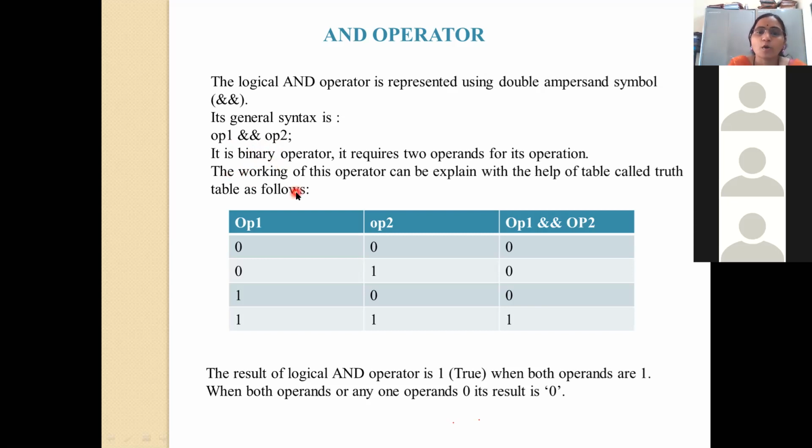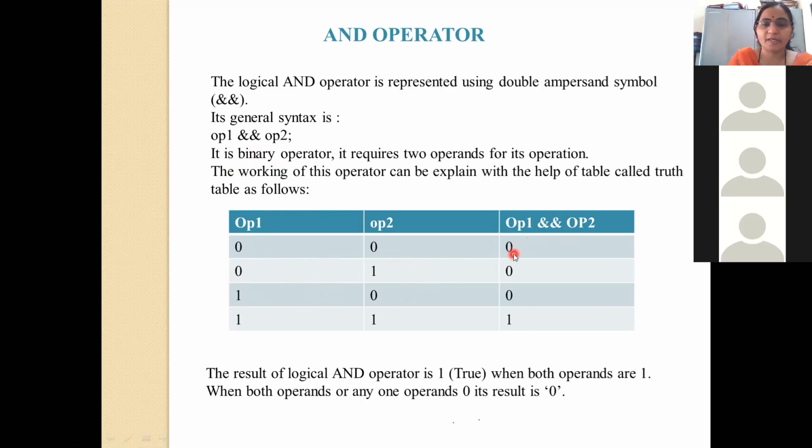The working of this operator can be explained with the following table, and this table is called a truth table. I think all of you have learned it in the 12th electronics subject. Operand 1, operand 2, and operand 1 AND operand 2. Here I have given the various inputs. In the first case, I have given the first operand as 0, and the second operand is also 0.